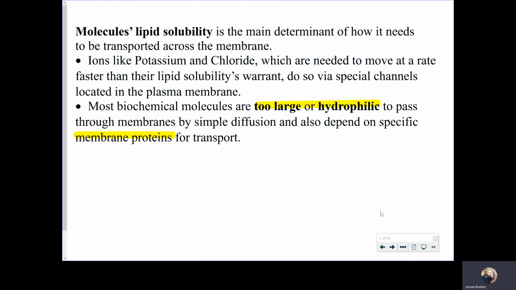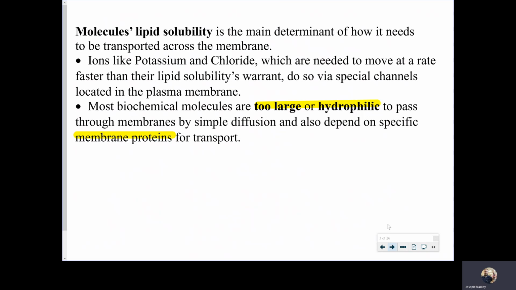So what allows it to take in certain things? The main thing that's going to determine whether or not something can go across a membrane, because if you remember, the membrane is made up of mostly phospholipid, is the molecule's lipid solubility. So ions like potassium and chloride, they need to move across at a rate higher than the lipid solubility warrants, so they're going to do so via special channels made up of proteins. Most biochemical molecules are too large or hydrophilic to pass through the membrane by simple diffusion, and therefore they require specific membrane proteins for transport.